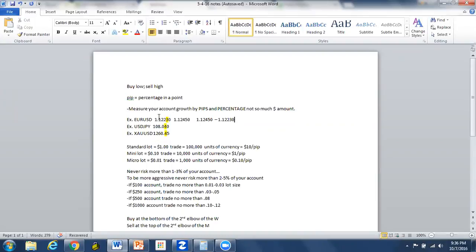Okay, well, how did you get that answer? You take the price that you started from, and you subtract it from the price that you closed out at, or the price that the market is at now. And then you move the decimal point over 4. 1, 2, 3, 4. So the answer would be 0.0022. So I moved the decimal point over 1, 2, 3, 4. Boom, 22 pips. Okay, so that's how you calculate that.